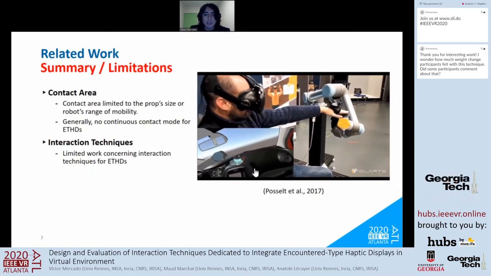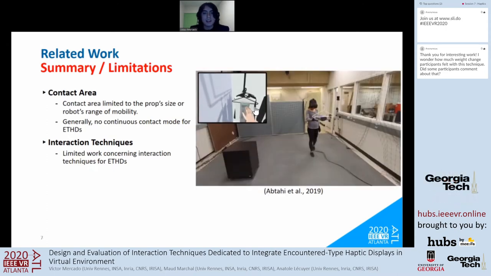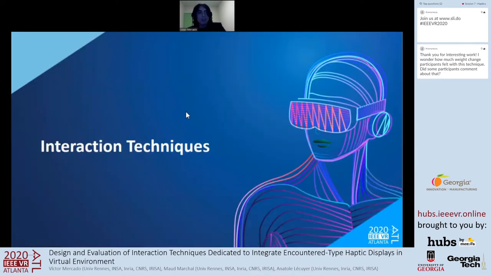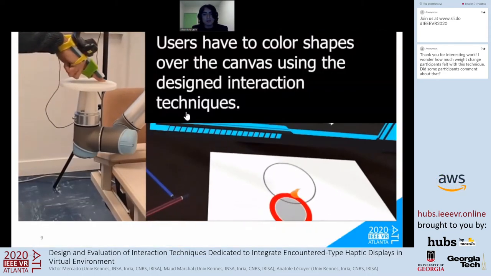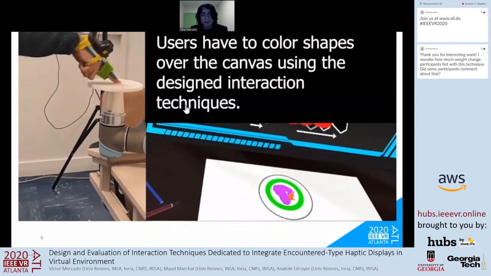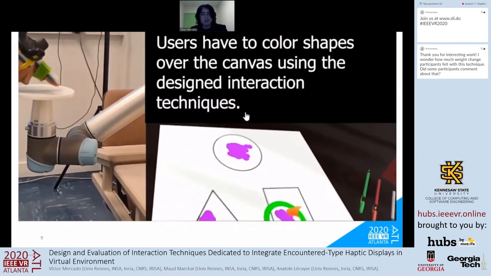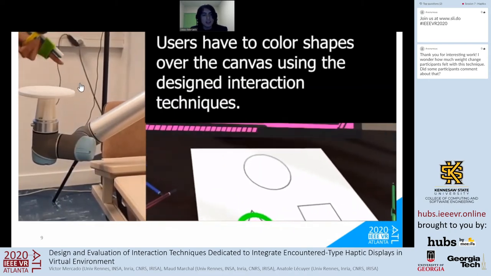We have also the same work from Aptahi et al., where, for instance, she's touching a contact area that is specified over here. But beyond that, to the best of our knowledge, we don't have any more consensus about interaction techniques for ETHDs. So let's talk about our proposition, our contribution, which is basically these interaction techniques. So let's return again to the test that we use in order to test the performance, which is basically just to explore a large contact area, as you can see.